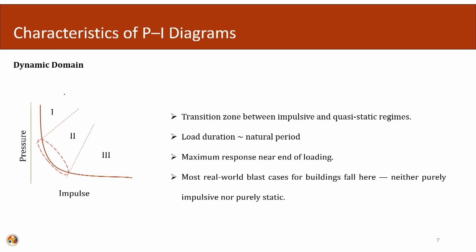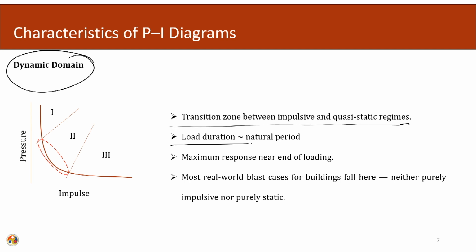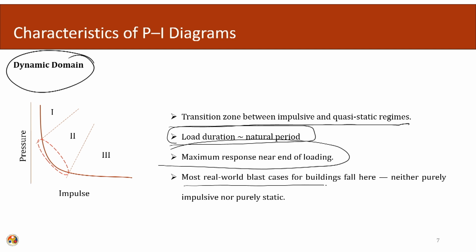Now, the characteristics of the dynamic domain. In the dynamic domain there is a transition zone between the impulsive and the quasi static regimes. Load duration is more or less comparable to the natural period. Maximum response occurs near the end of the loading. Most real world blast cases for buildings fall here. Neither purely impulsive nor purely static. Most of the blast cases which are not near field events, maybe the far field events, fall into this dynamic range.